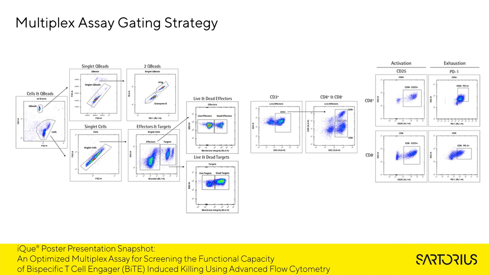Singlet cells are identified and able to be separated into targets and effectors, which can go further to live dead targets and live dead effectors. From the live effectors, we can determine the CD8 positive and the CD8 negative T cells, and from there, we can see which cells are expressing activation or exhaustion cell surface markers.